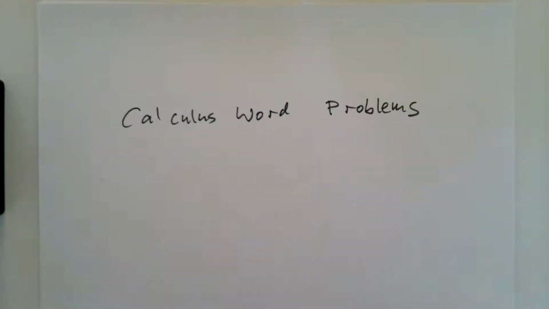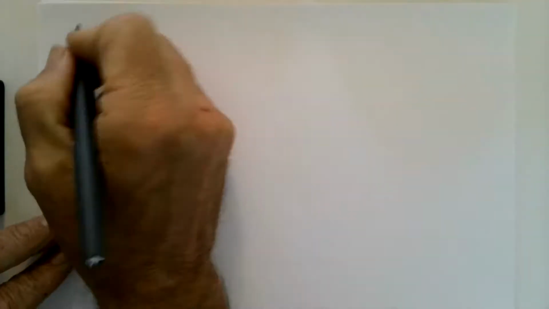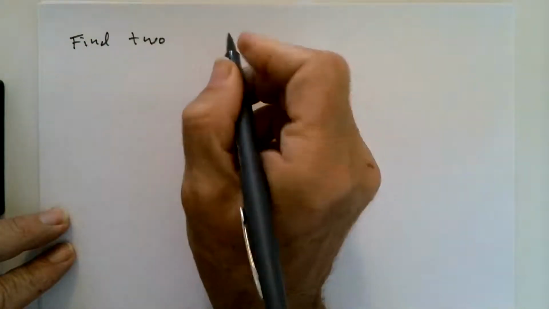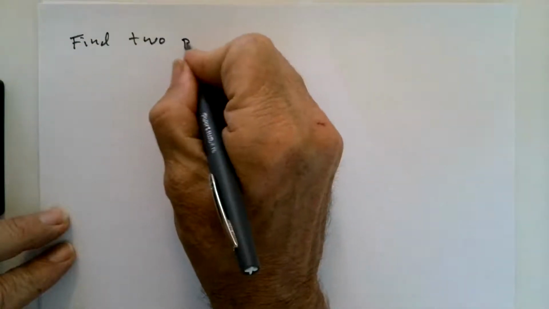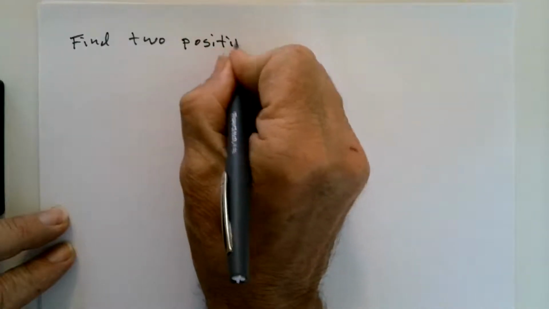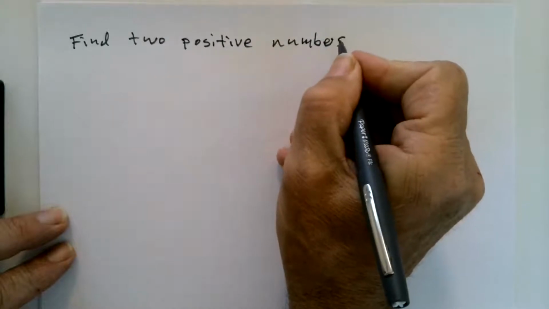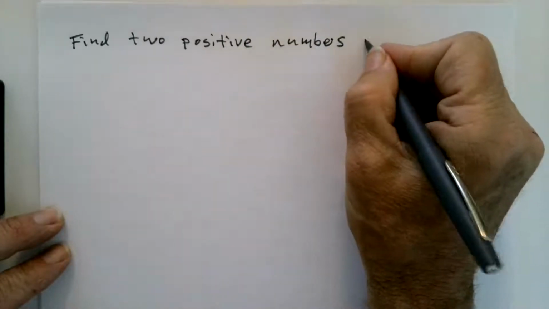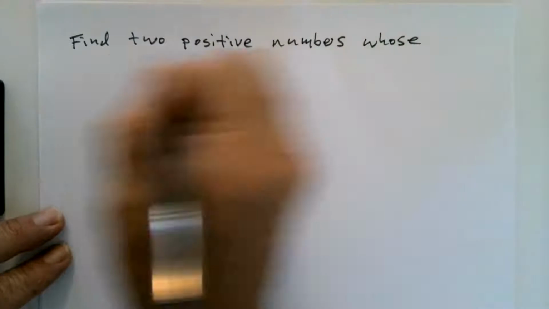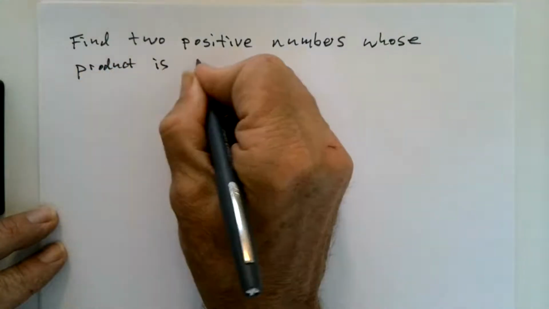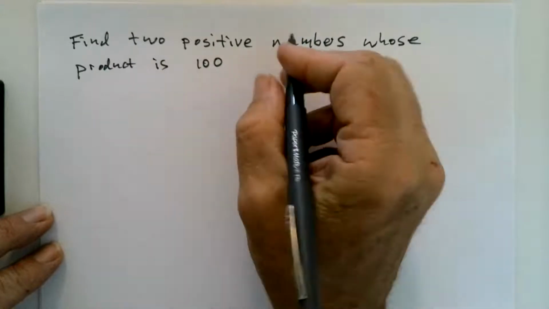I will start writing up a question so we can start thinking about it. Find two positive numbers whose product is 100 and whose sum is a minimum.